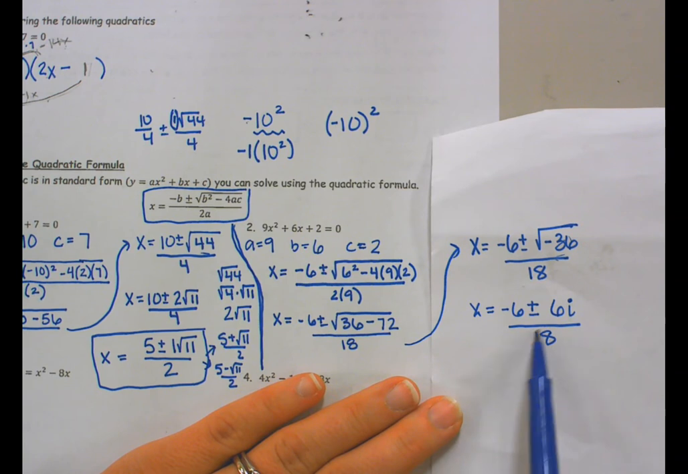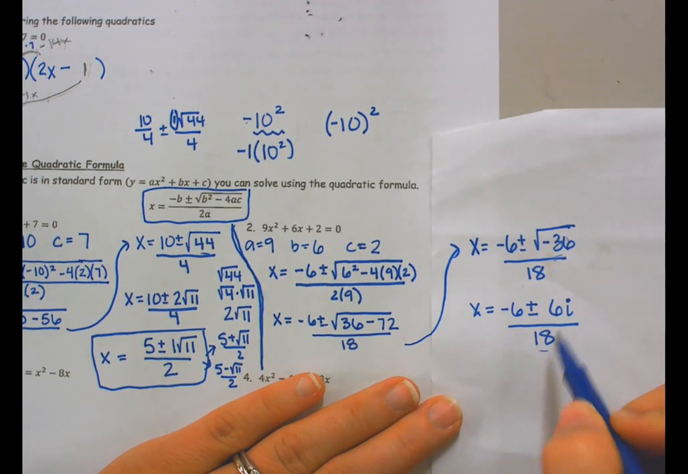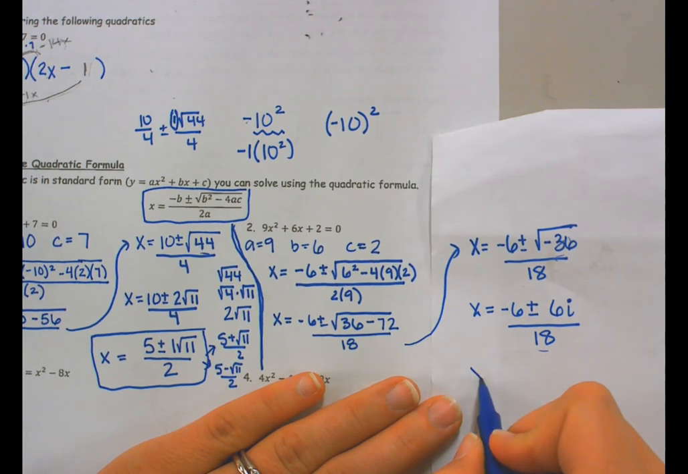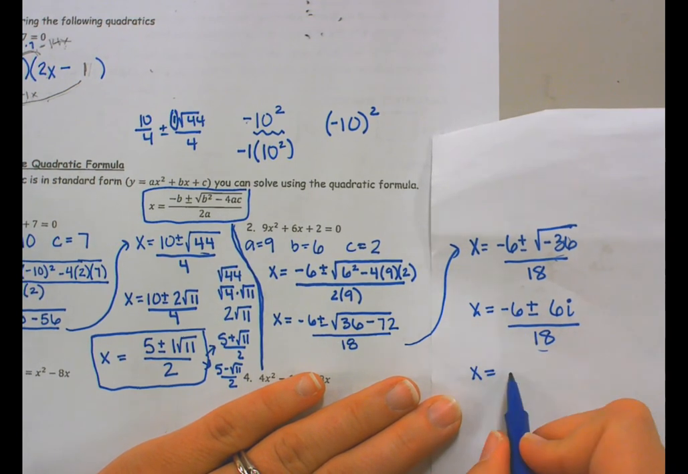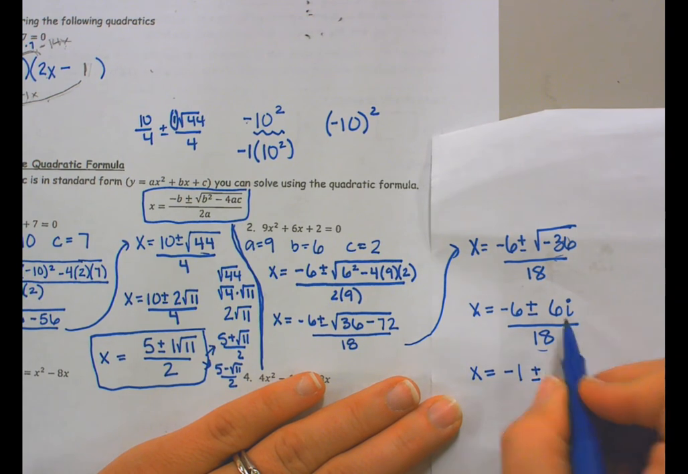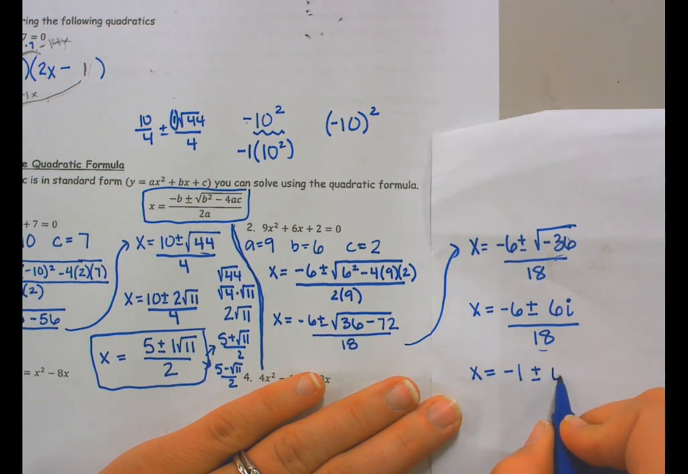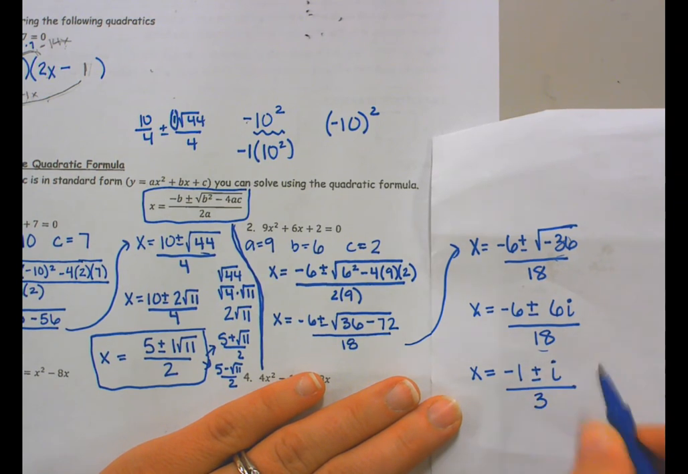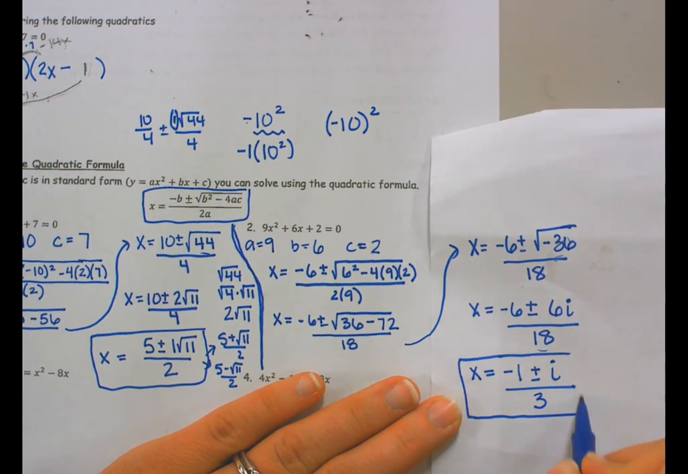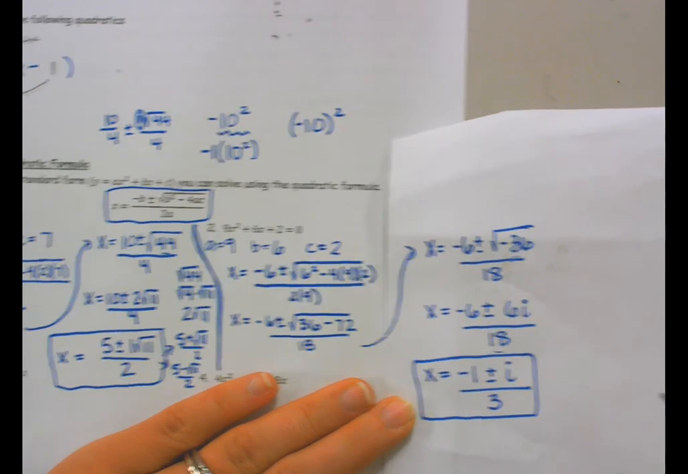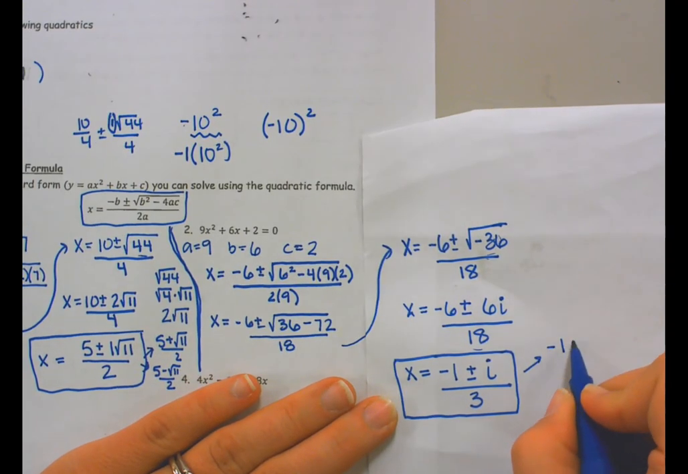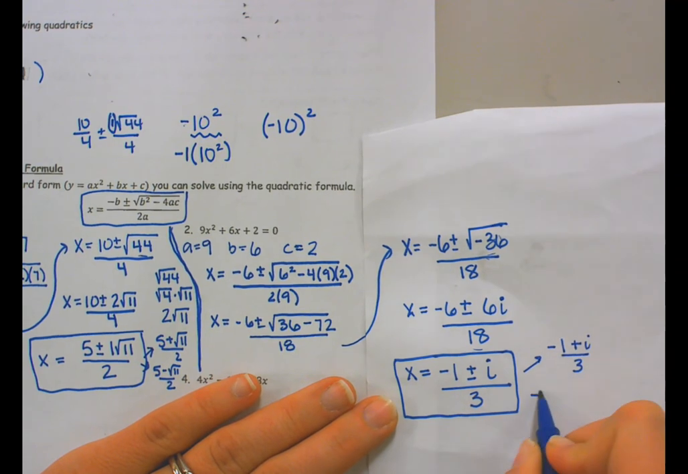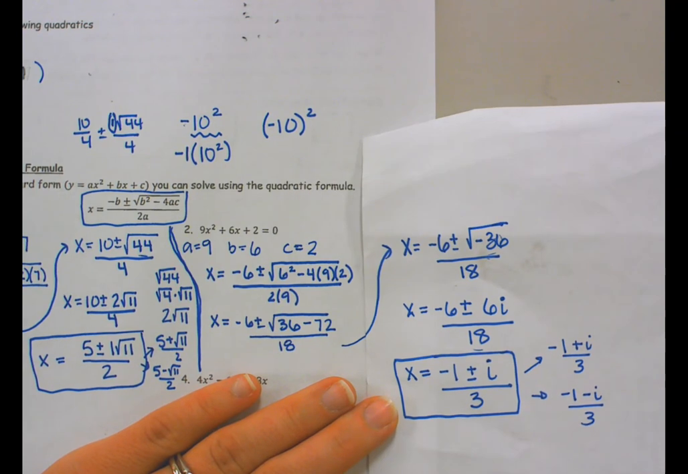Both of my terms at the top and my term at the bottom are all divisible by 6, so I could reduce each of these numbers by dividing by 6. So negative 6 divided by 6 would give me negative 1. 6i divided by 6 would give me 1i, or just i. And 18 divided by 6 would give me 3. So my final answer would be negative 1 plus or minus i over 3, which is the two solutions, negative 1 plus i over 3 and negative 1 minus i over 3. So those are the two solutions to my quadratic.